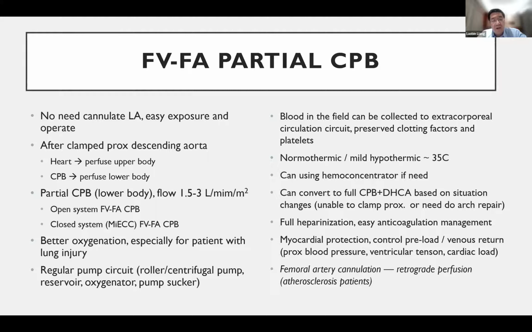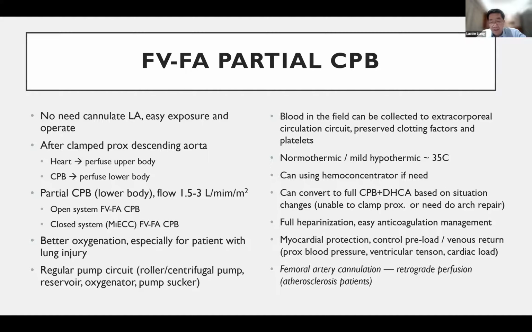So the heart still perfuses the upper body. So you can do either normothermic or mild hypothermic, usually around 35 degrees. If you use a lot of irrigation, you can still use a hemoconcentrator because that's a regular pump circuit.